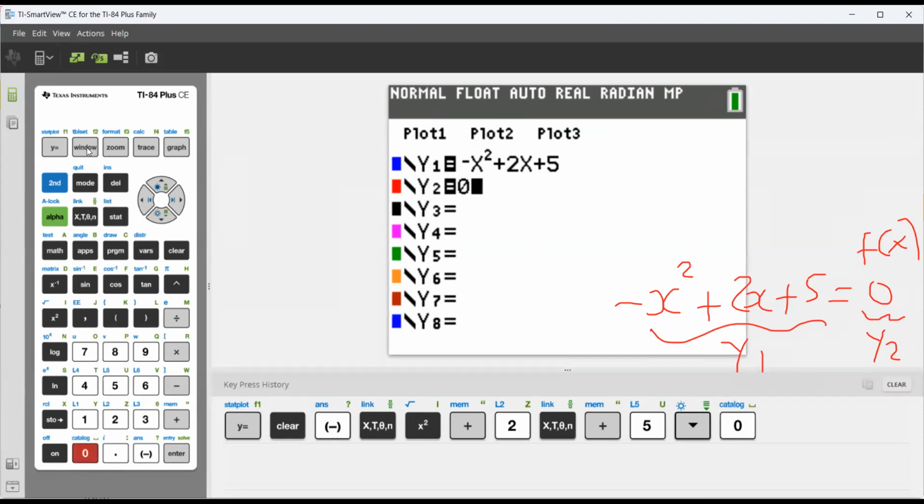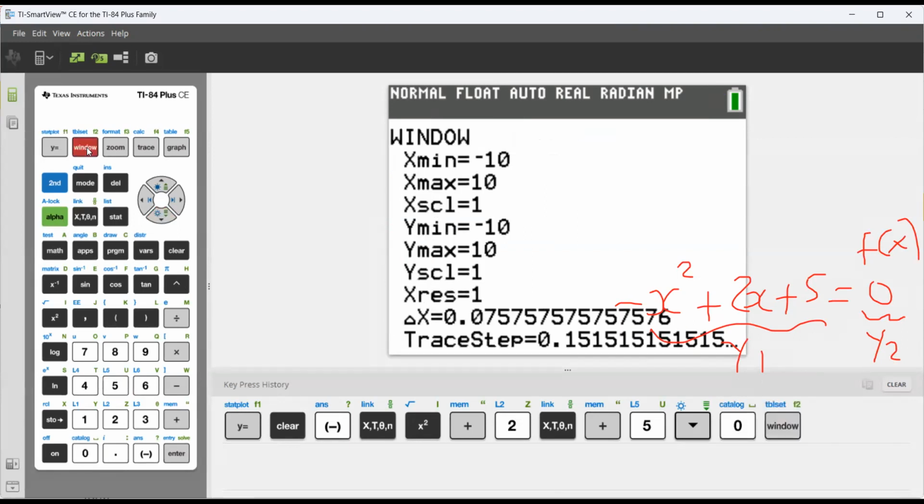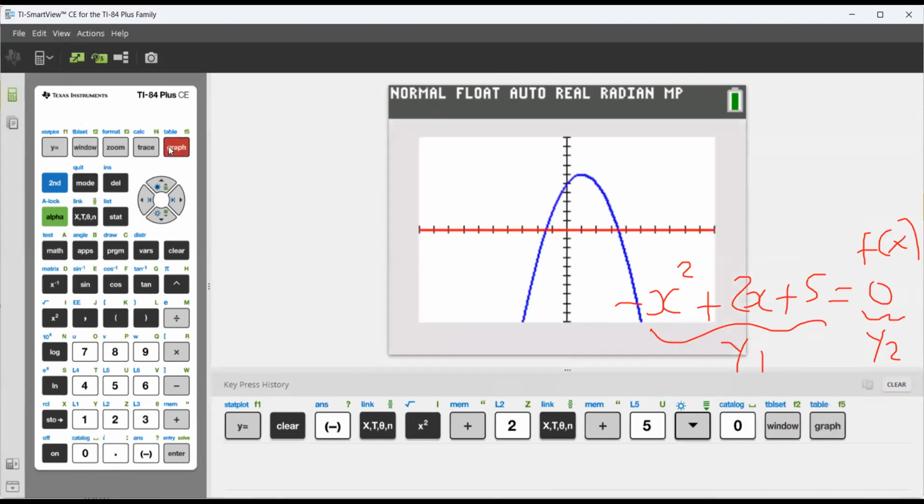Now I'm going to go check my window real quick. So I've got a standard window, so I go to graph and see what I have. Now we did know that this is going to open down. Why? Because a is negative. We knew that. It's going to go down because a is negative. All right? So this is what I have for my graph.